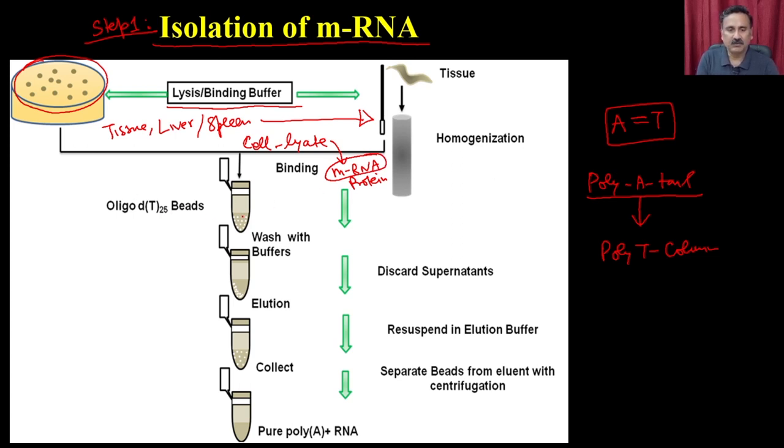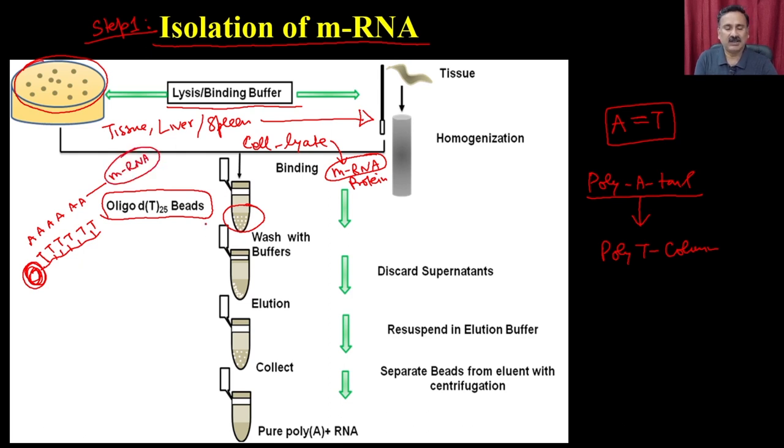So what you're going to do is take the beads which have poly T linkers. In these kinds of beads, you have a bead, and on this bead you have a linker on which T nucleotides are attached. All these T nucleotides are going to have affinity for the poly A tail present on the messenger RNA, and that's how it is very specifically going to bind all the messenger RNAs present in the cell lysate.